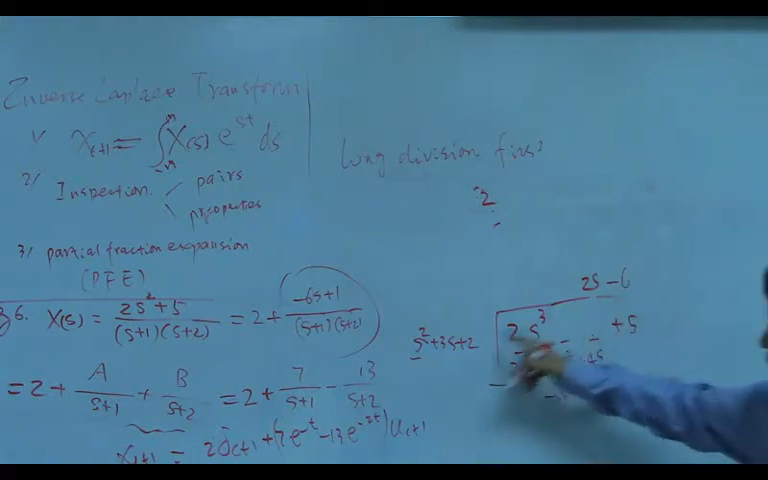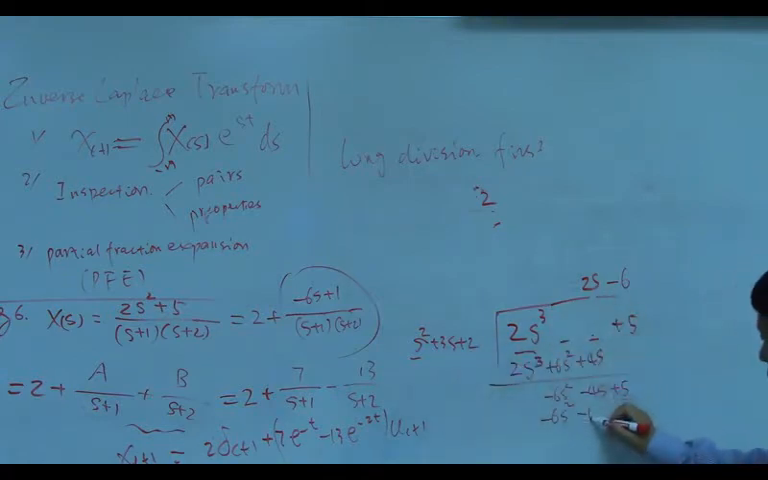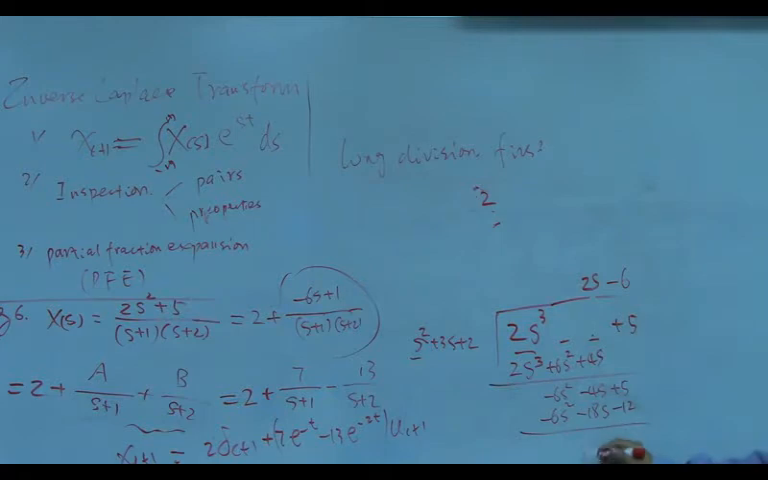So minus 6 over this one, so minus 6s squared. This one is minus 18s. This one is minus 12. Good? Okay, now subtract. This one must be gone. If not, it means this number is incorrect. So this one is gone, and this one will be 14s. This one will be 17.